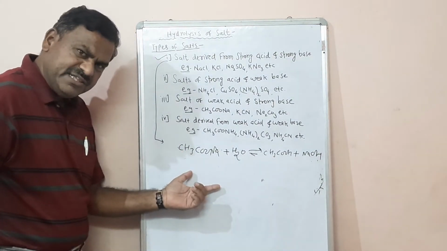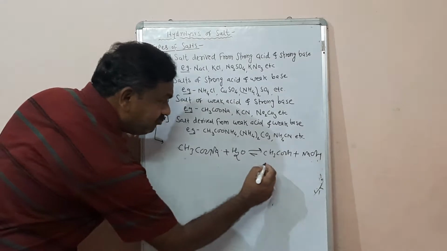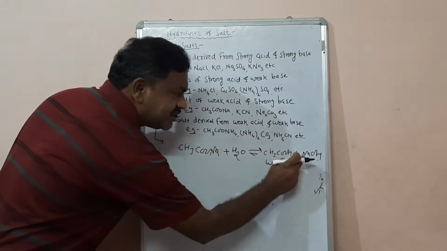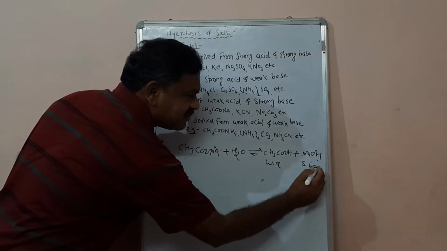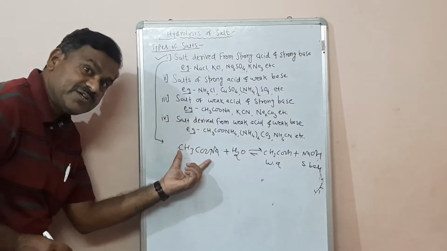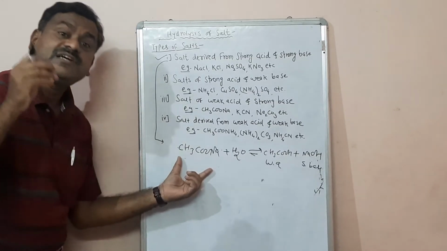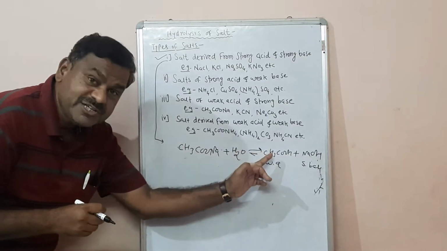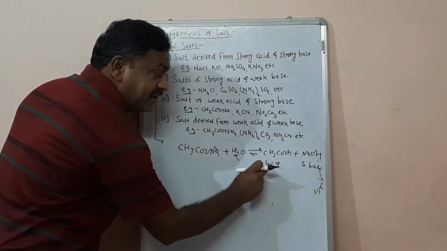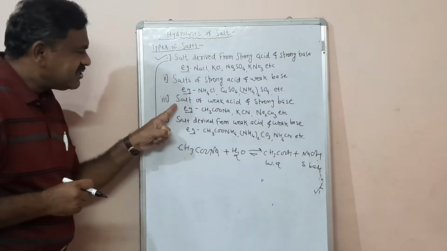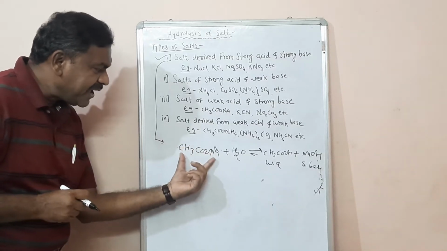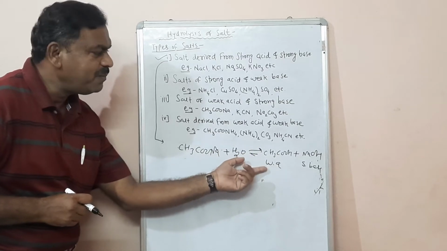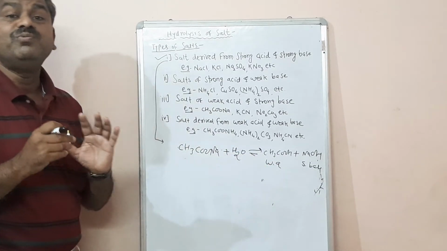Now here in this hydrolysis reaction, acetic acid is the weak acid, and sodium hydroxide is a strong base. Sodium acetate is a salt formed by the combination of a strong base and a weak acid. This is one example. Sodium acetate combines with H2O and hydrolyzes to form the strong base and the weak acid.